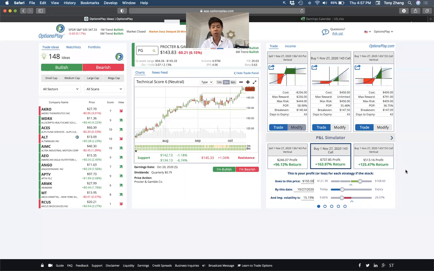Okay, so this is how you can use the OptionsPlay tool to compare buying option strategies versus selling option strategies, see which strategy performs best. So as you can see, if Procter & Gamble doesn't move at all and just stays where it is, and you sold that put spread, you would at least have a small profit to show for it. If you bought the call or the call spread, you would lose about a third of the investment that you had made in those call or call vertical spreads. So that gives you a quick preview as to what your potential gains are, what your potential risks are.